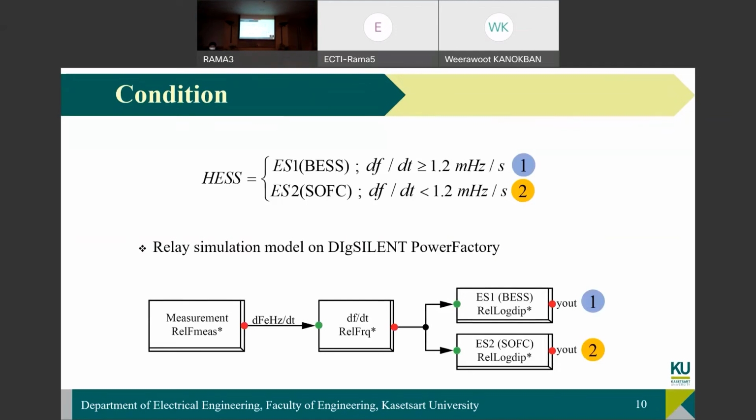rate of change of frequency is higher than 1.2 millihertz per second, okay. 1.2 millihertz per second. How did you obtain this?